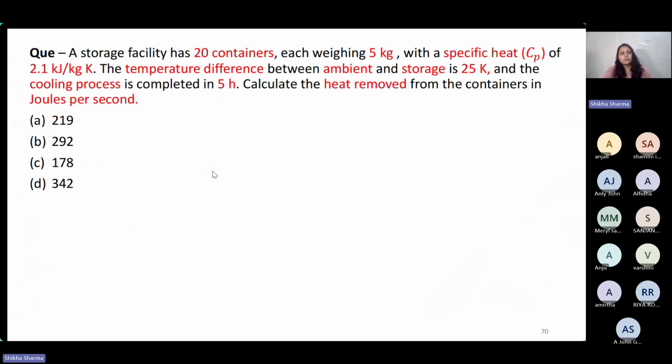Okay, let's solve this question. A storage facility has 20 containers, each weighing 5 kg, with specific heat Cp of 2.1 kilojoule per kg per Kelvin. The temperature difference between the ambient and storage is 25 K and the cooling process is completed in 5 hours. Calculate the heat removed from the container in joule per second. Anyone who would like to calculate this?